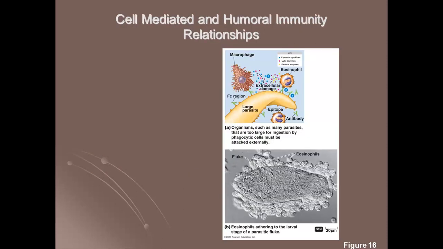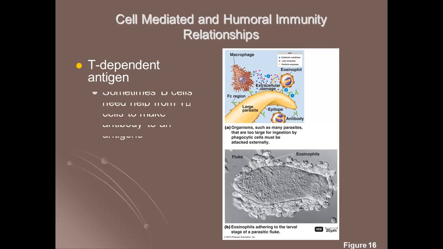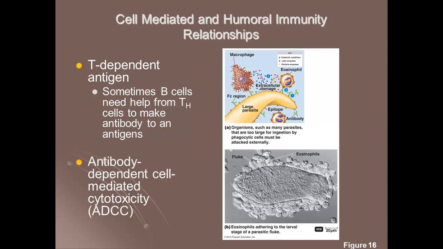If we were to put the relationship of the cell-mediated and the humoral immunity together, when we talk about a T-dependent antigen, it relies on the T helper cell. So sometimes the B cells need help from the T helper cells to make an antibody to an antigen. So before the B cell becomes activated, it needs permission from the T helper cell. And that's if we're dealing with the T-dependent antigens, which is the majority of the time. We also already talked about antibody-dependent cell-mediated cytotoxicity, ADCC, when we were discussing humoral immunity.